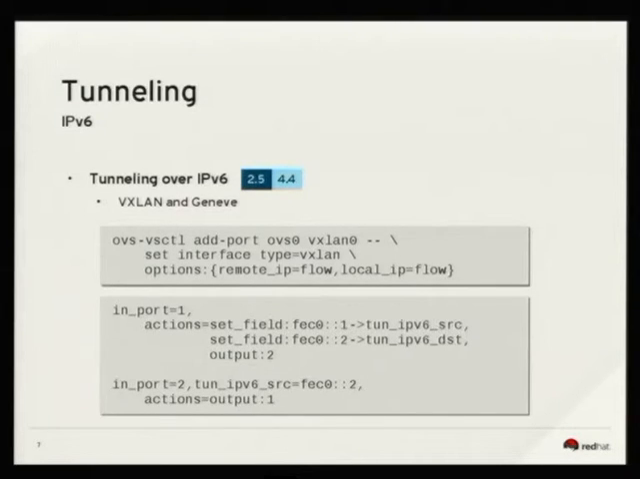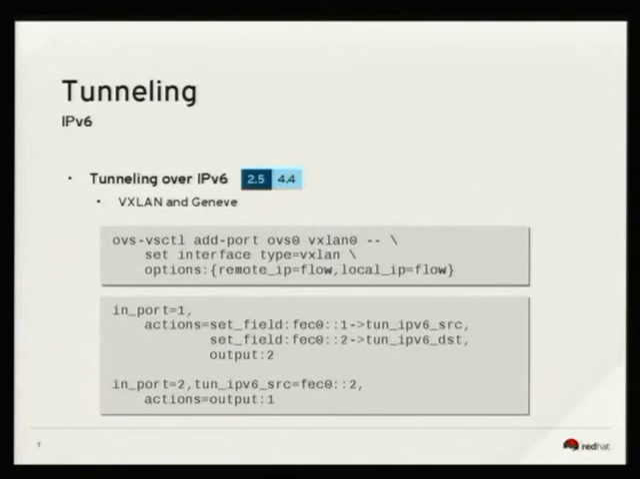Currently, tunneling over IPv6 is supported for VXLAN and GENEVE, and its usage is really similar to tunneling over IPv4. It was actually one of the design goals. So let's say that we create a VXLAN port, and we specify that we will supply the source and destination address later using the actual OpenFlow rules. So this will be the OVS command to create the port.